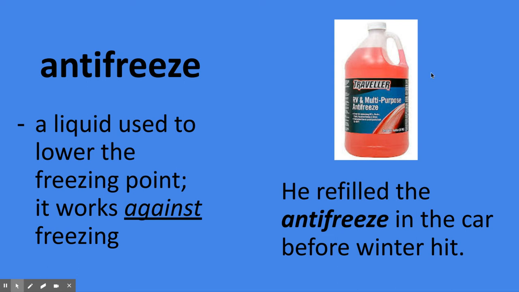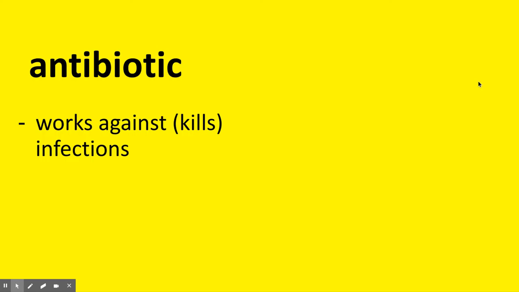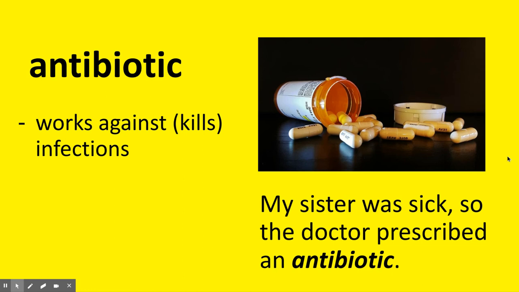It prevents freezing. The next one is antibiotic. An antibiotic basically works against infections or kills the infections. So you might have antibiotic ointment that is trying to prevent infections on a wound, or you might take an antibiotic pill. So here's your sentence. My sister was sick, so the doctor prescribed an antibiotic. Again, antibiotic, something that works against infections.